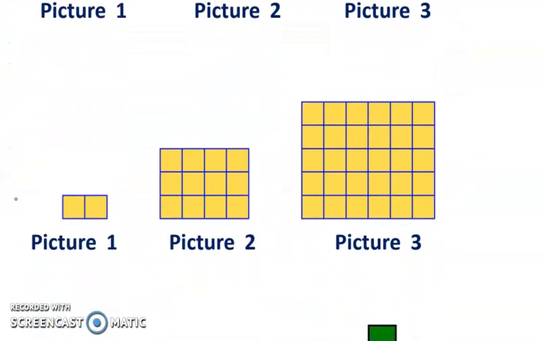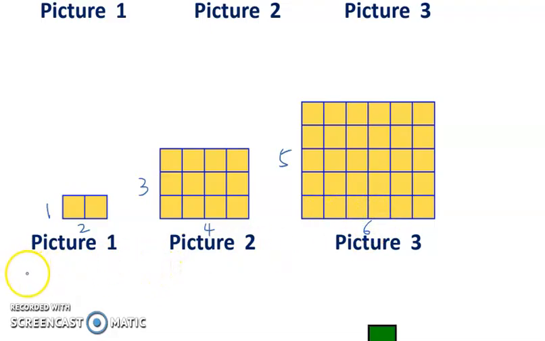Now let's have a look at another question here. Again, start with thinking about the relationship between the picture numbers 1, 2, 3 and the height and the width. So I'm going to label all the heights first. So this is 1, 3, 5. And I'm going to label all the widths, which is 2, 4, and this one will be 6.